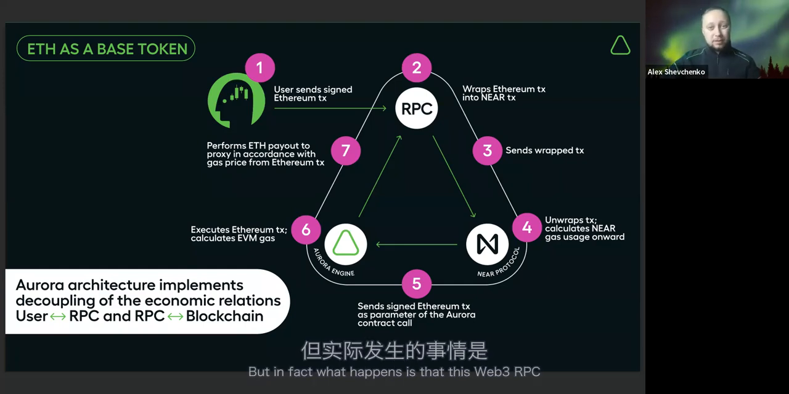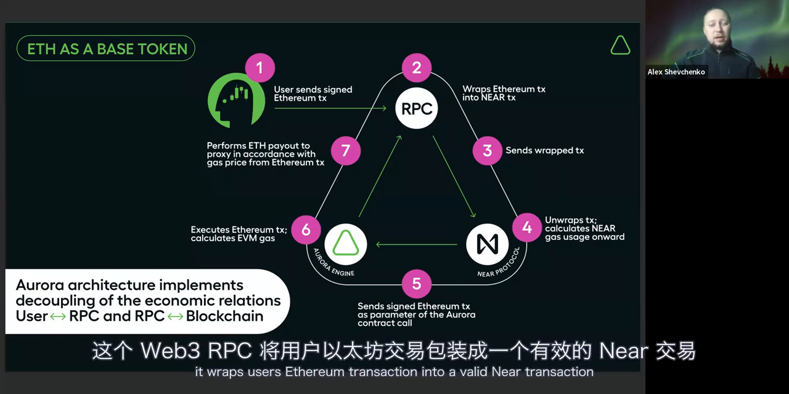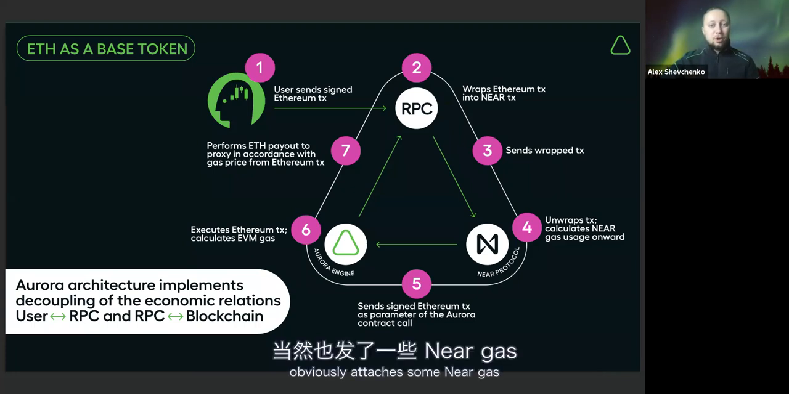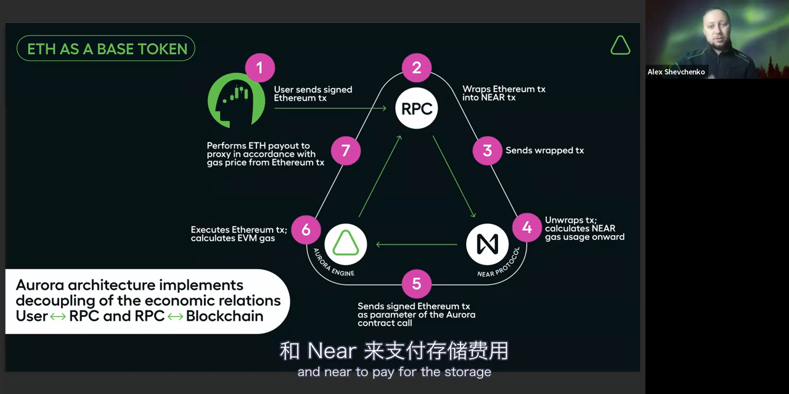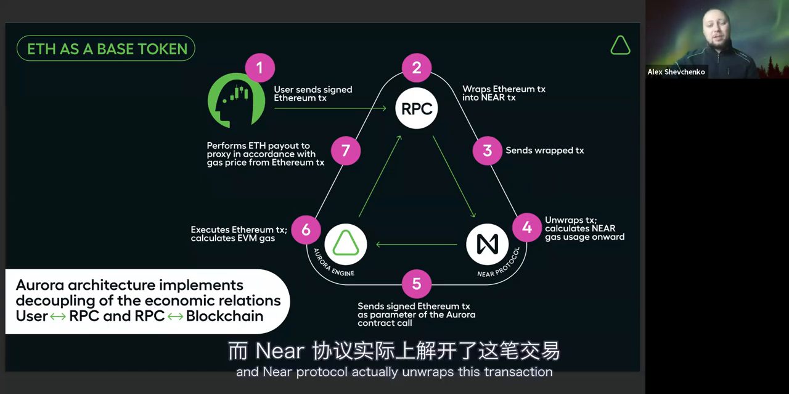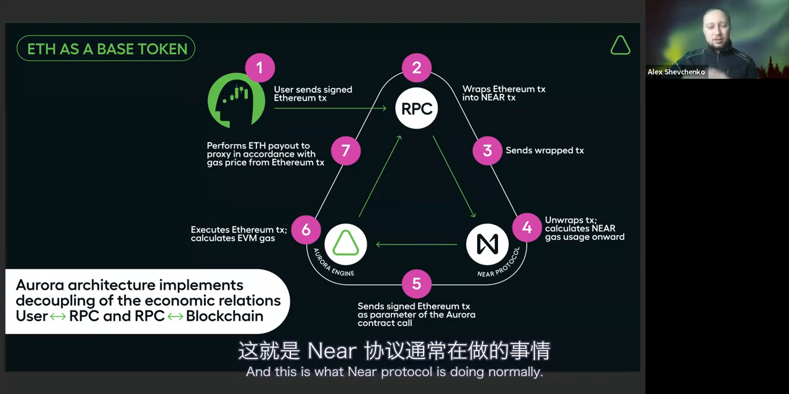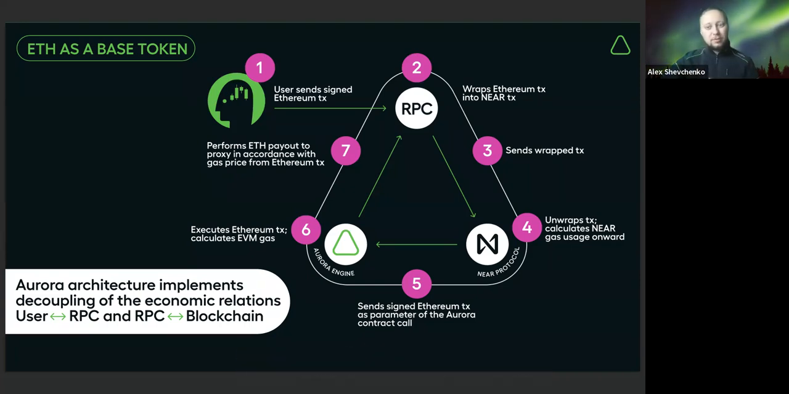box for the user. But in fact, what happens is that this Web3 RPC wraps the user's Ethereum transaction into a valid NEAR transaction, sends it to the NEAR network, obviously attaches some NEAR gas and NEAR to pay for the storage, and NEAR protocol actually unwraps this transaction and starts the calculation of the NEAR gas onwards. This is what NEAR protocol is doing normally.